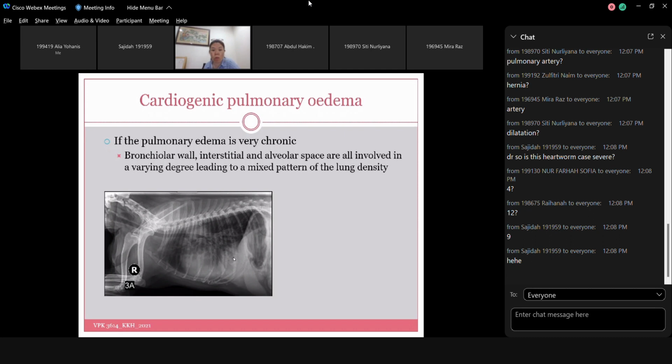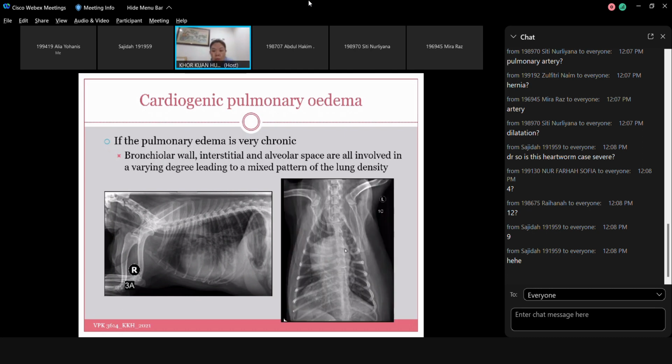All right, if they're very chronic, then you can tell me, Dr. Khor, isn't this like bronchiolar pattern? Okay, yeah, it's like bronchiolar pattern also, but often only chronic end stage will give you this. All right, initial stage will not show you this. Initial stage would be only the alveolar pattern.